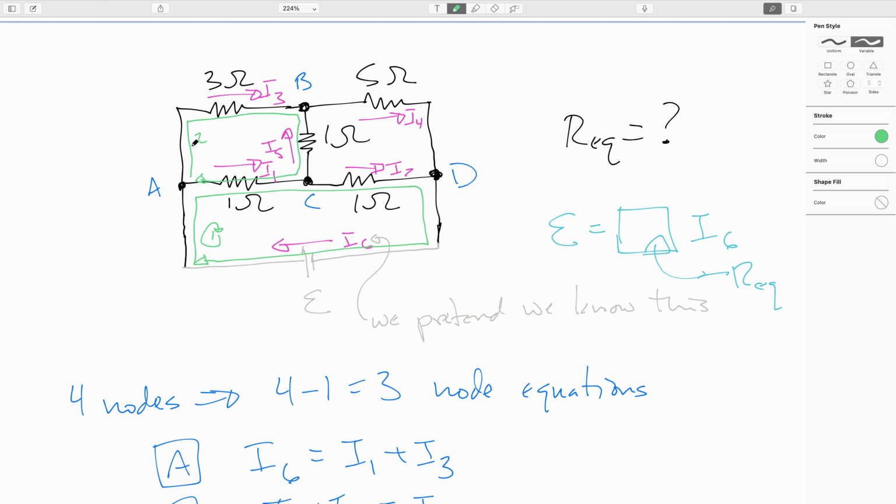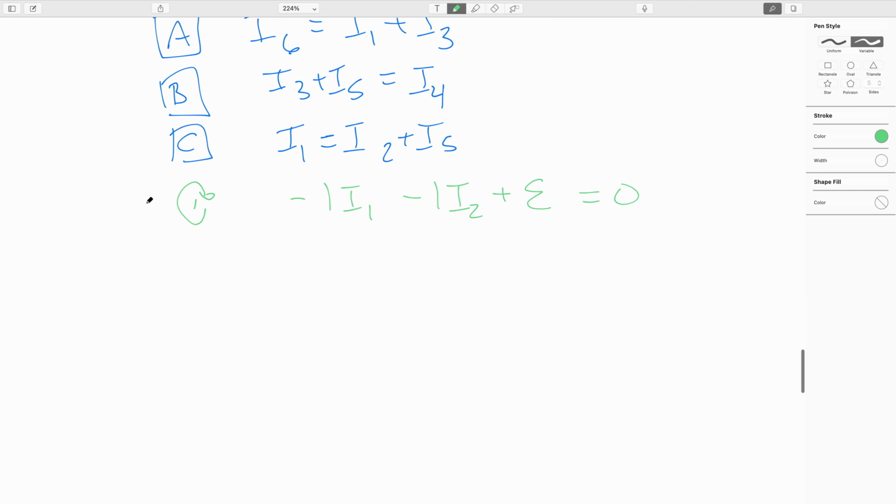So here is my loop number 2. Again, starting in the lower left-hand corner and working my way around, this will be minus 3 I3 here. Now here I'm going against the current, so this will be plus 1 I5 minus 1 I1. I get back home, I write equals 0. So loop number 2 will give me minus 3 I3 plus 1 I5 minus 1 I1 equals 0.